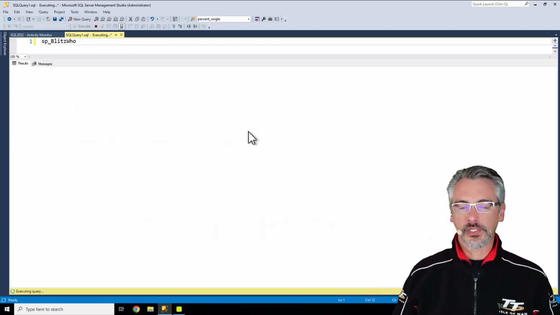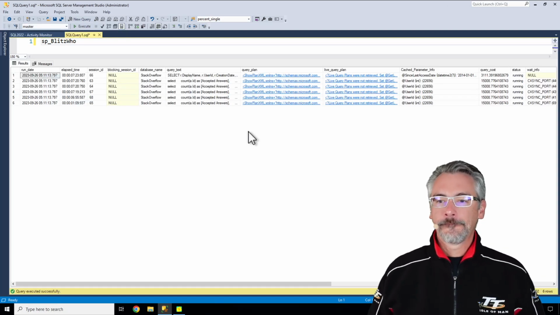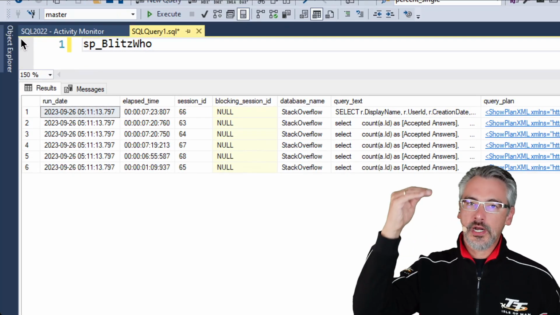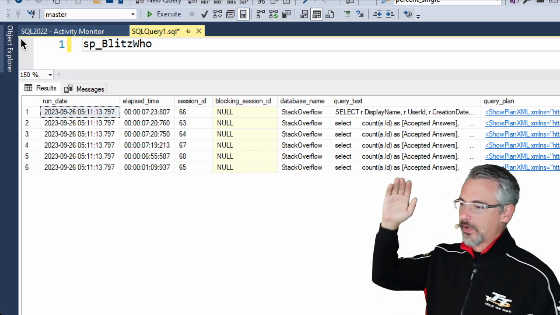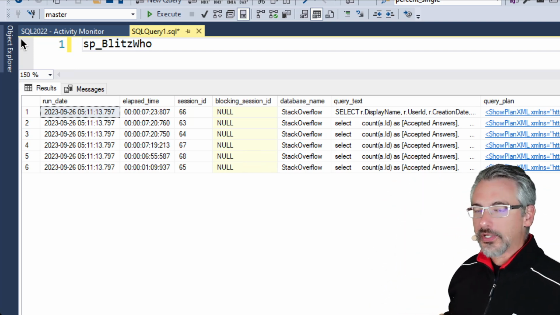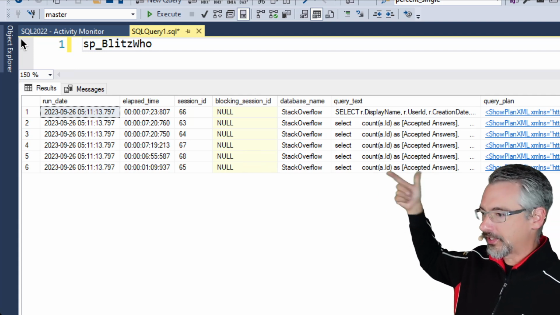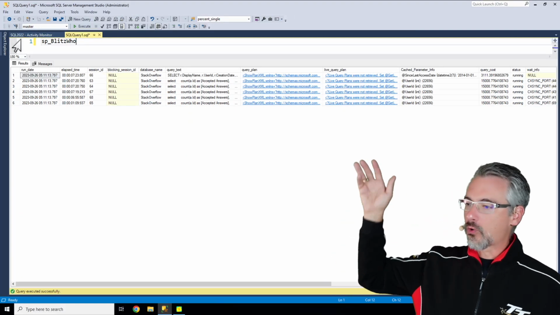sp_BlitzWho works in SQL Server, Amazon RDS, Azure SQL DB. And what it does is it gives you a list of which queries are running right now. It's organized from the longest running to the shortest running. So the ones that have been running the longest are up on the top. So like here, I can already see at a glance, doggone, I got a problem with the same query that's running across multiple sessions. We give you the query plan.